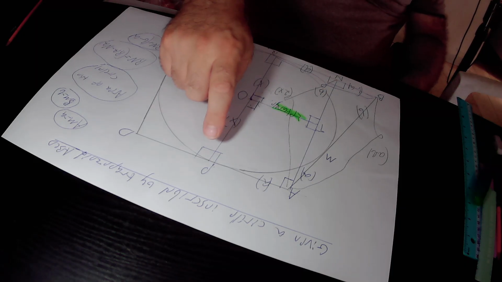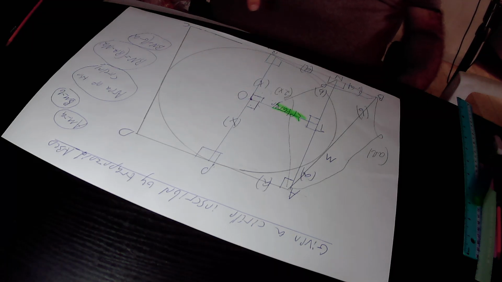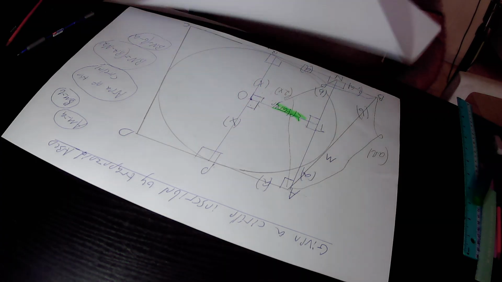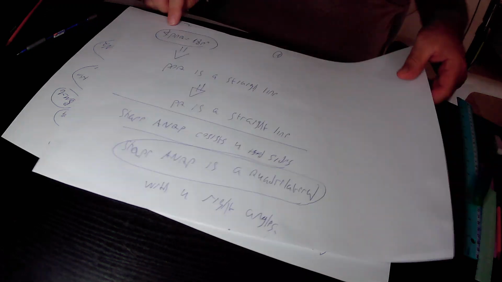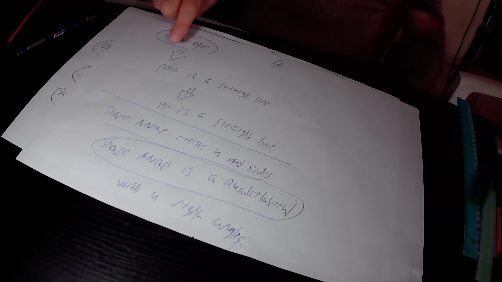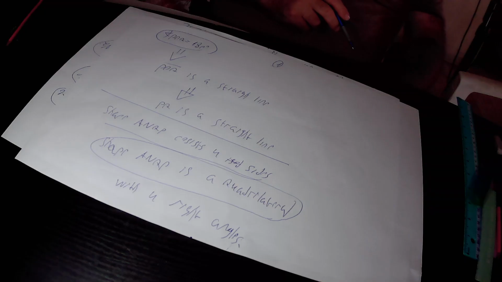And because of the fact that angle POQ is equal to 180 degrees, it means that line segment POQ is a straight line. Any angle that is equal to 180 degrees in size must be a straight line. So POQ is a straight line. If POQ is a straight line, then PQ is also a straight line.